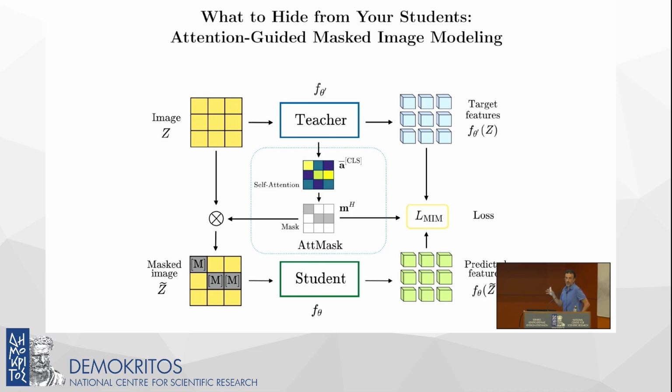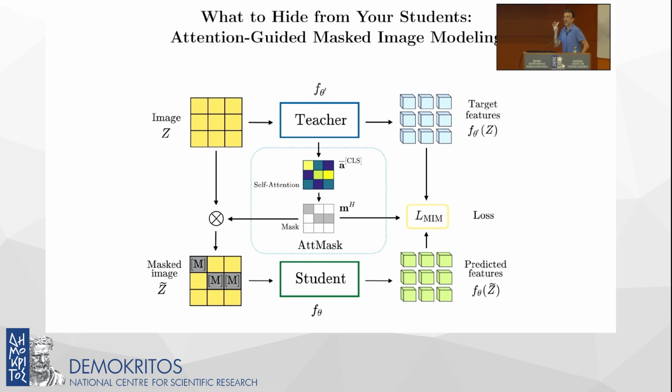Now, there are a lot of approaches based on this idea, and most of them choose the patches to hide, to mask, in a random fashion. So one of the questions that we tried to explore recently was, is there a better, more clever way to go about the selection of what to hide in an image?